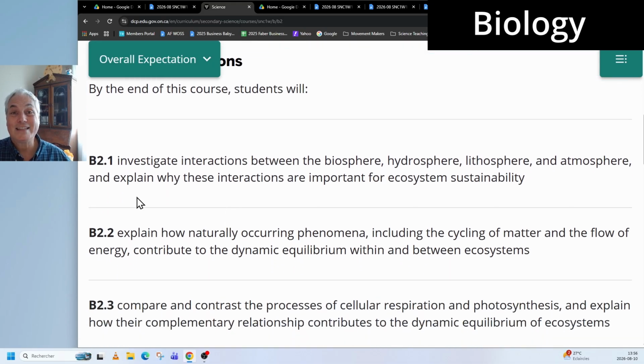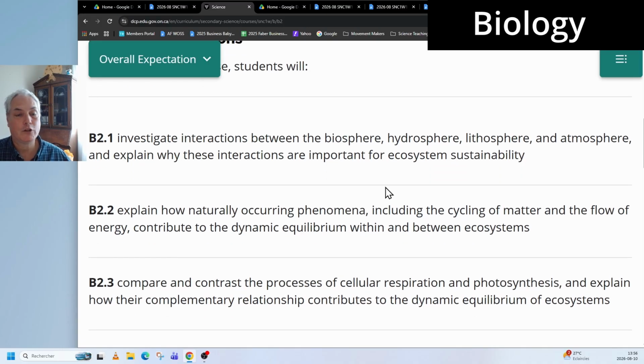So first, investigate the interactions between the biosphere, hydrosphere, lithosphere, and atmosphere, and explain how these interactions are important for ecosystems and sustainability. So this one here, it's one of my favorite topics. Now, they've seen in grade 7 or 8 topics like biotic and abiotic factors. So that's a portion I don't have to include in this unit. We can just review it though.